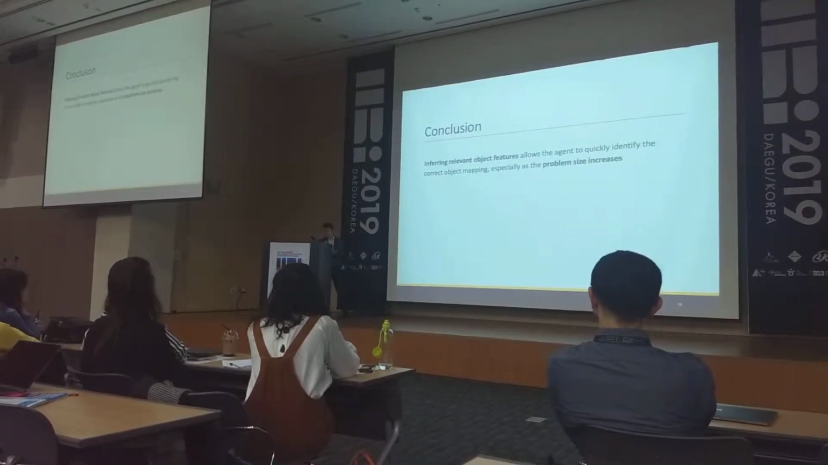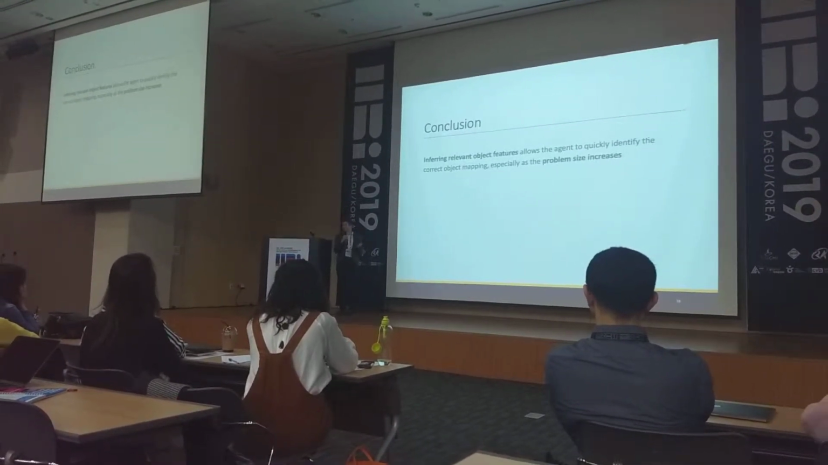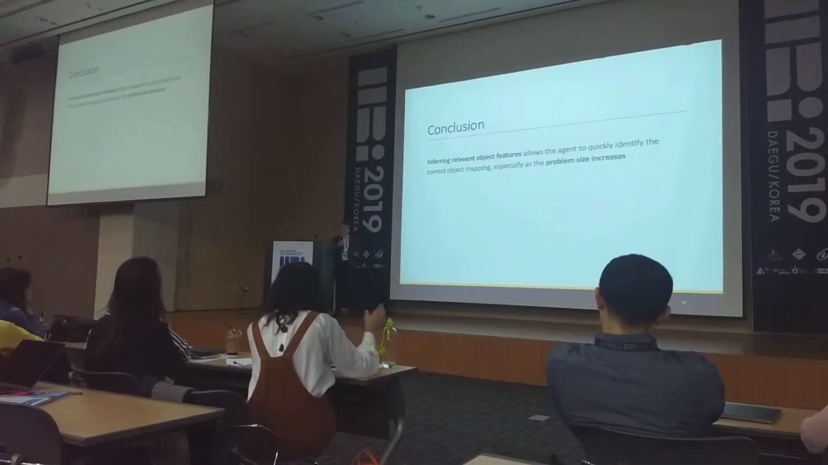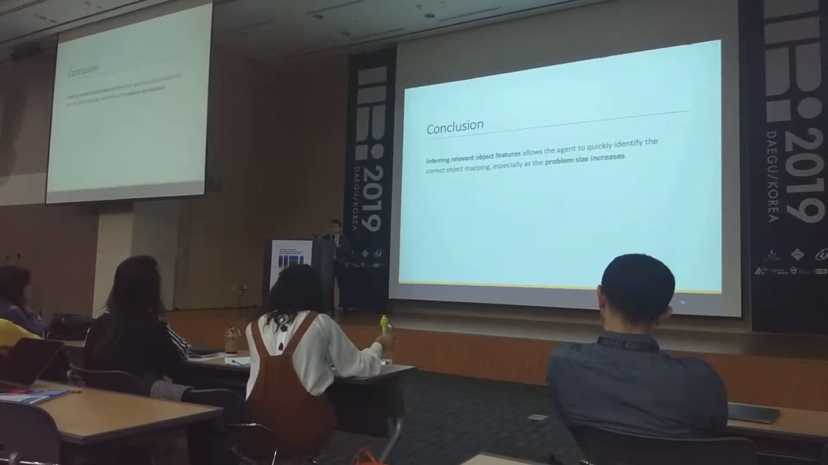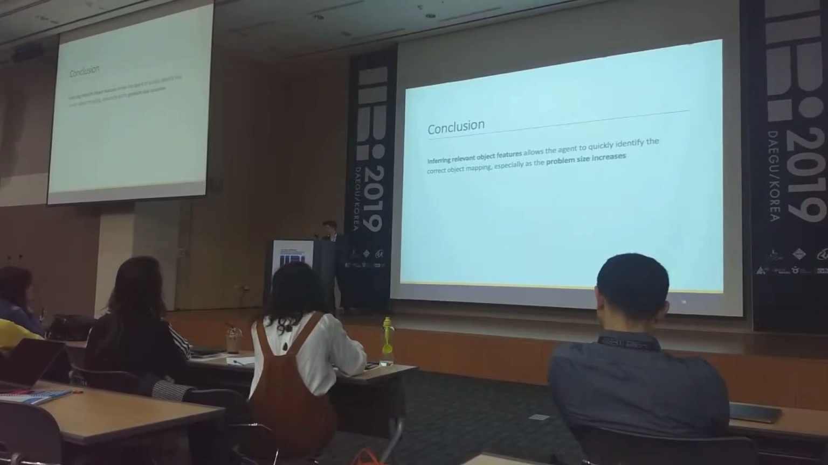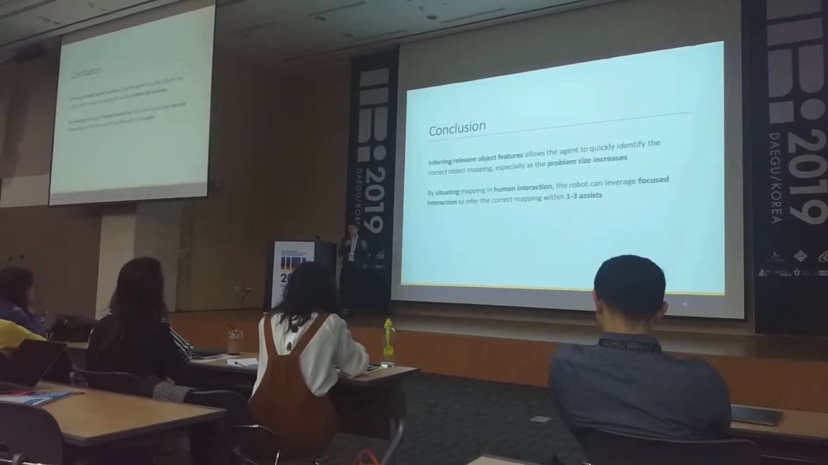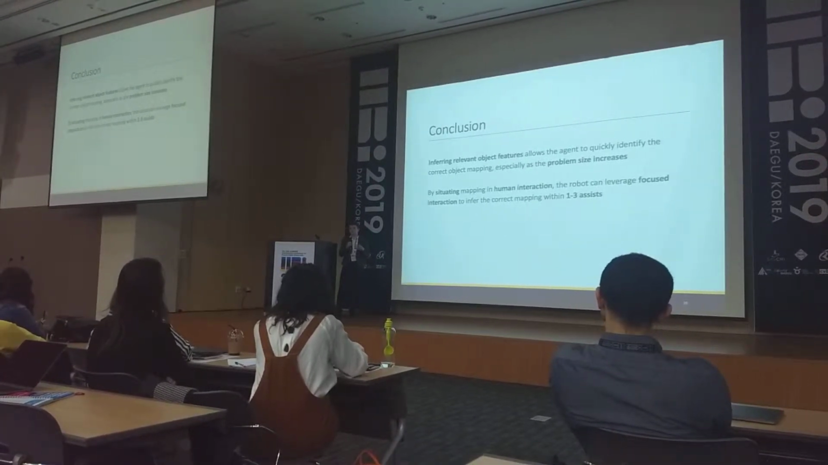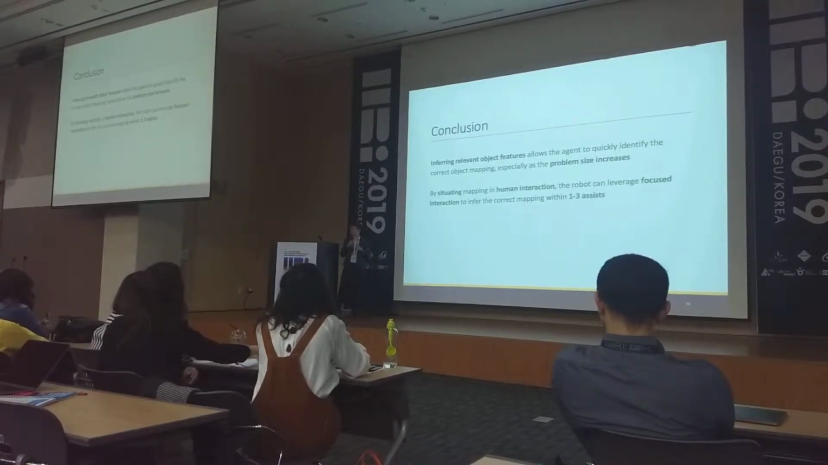So to wrap up, the contributions of our work is that we were able to find that by inferring the relevant object features, the robot was able to more quickly use interaction from the teacher to identify the correct object mapping, and that this is especially important as the problem size increases. We also find that by situating this problem in additional interaction with the human teacher, the robot can leverage this interaction so that it only needs between 1 and 3 assists to handle the rest of the task autonomously.